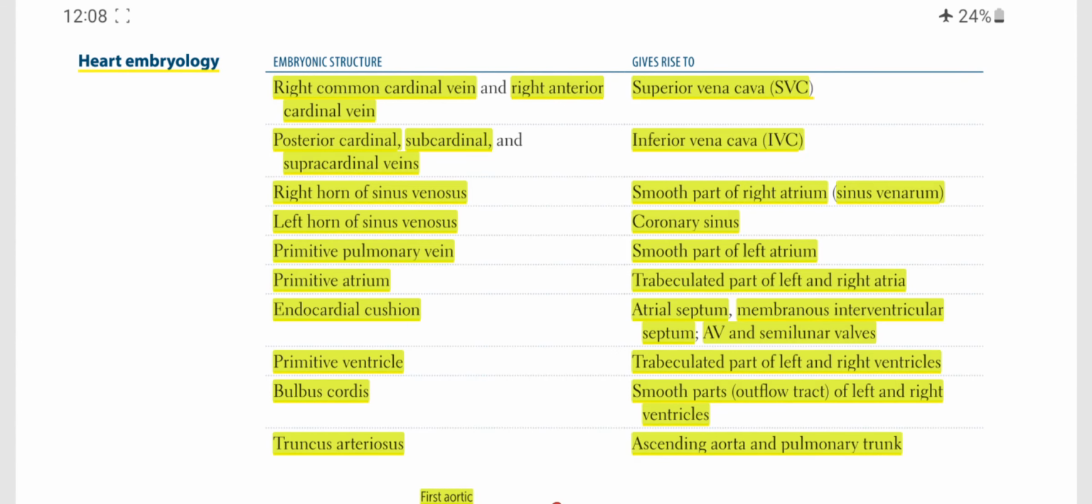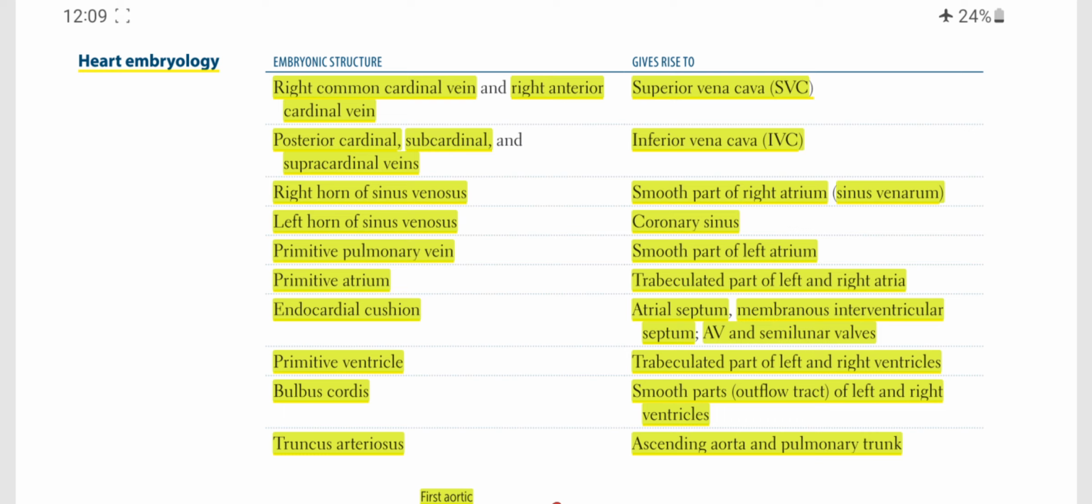Continuing the heart embryology portion, the right common cardinal vein with the right anterior cardinal vein give rise to the superior vena cava, right? Then the cardinal, subcardinal and supracardinal veins give rise to the inferior vena cava. The right horn of sinus venosus gives rise to the smooth part of the right atrium, also known as the sinus venarum. The left horn of sinus venosus gives rise to the coronary sinus.